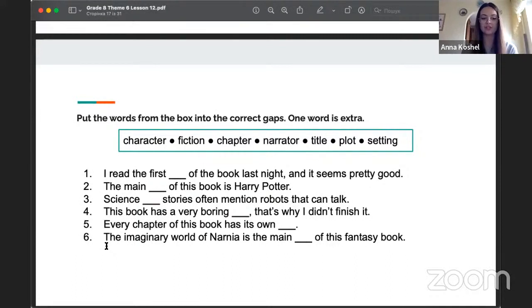5. Every chapter of this book has its own. And number 6. The imaginary world of Narnia is the main of this fantasy book. So, now we have read all the sentences.